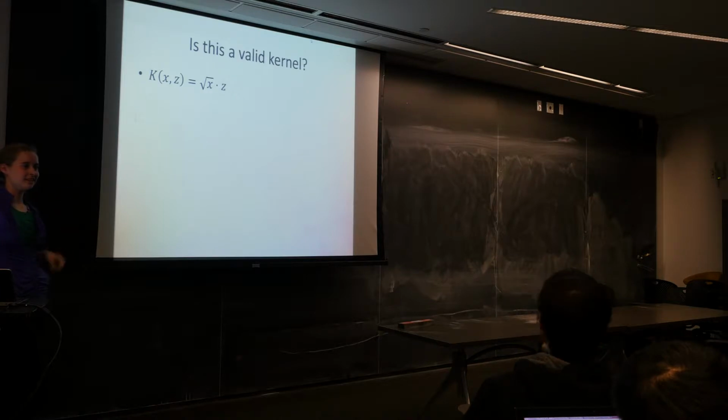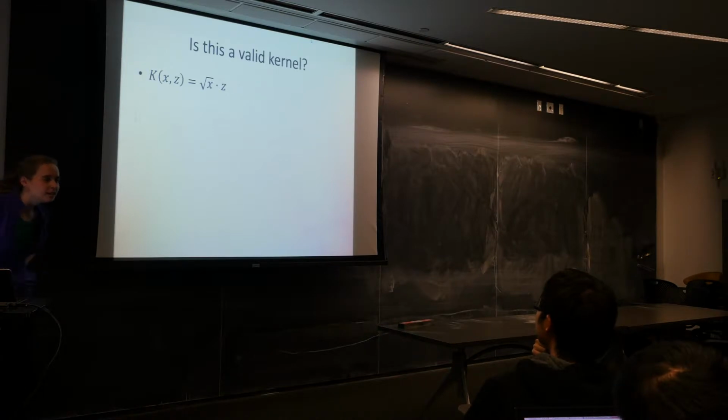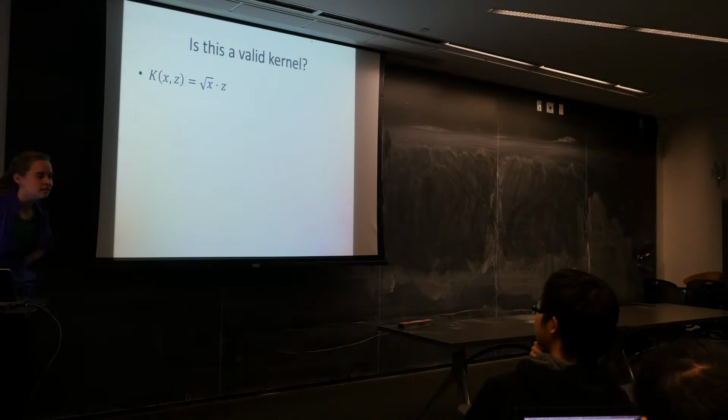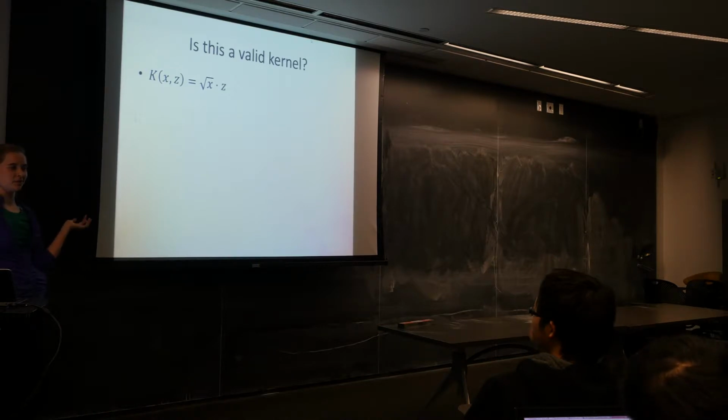If you just map x to x, that's a mapping from 1D to 1D. So this would be a dot product between phi1 of x and phi2 of z, where phi1 maps x to its square root and phi2 is just the identity. Does someone who thinks it's not a valid kernel want to say why?